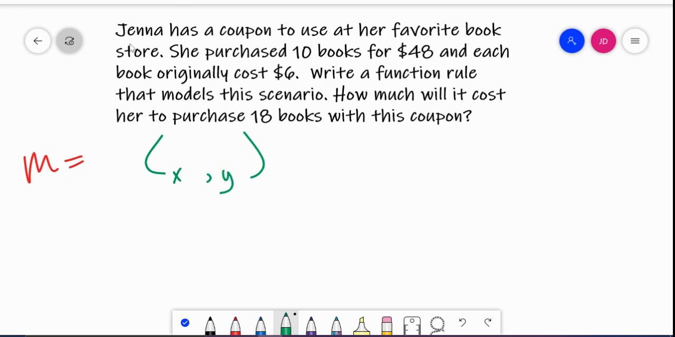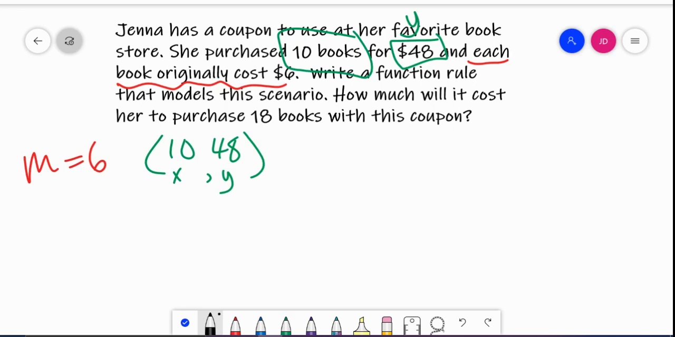So my m, I'm looking for my keywords per or each. Okay, it looks like each book originally cost $6. Each book originally cost $6. So that is my rate. That is my slope m. Okay. She purchased 10 books for $48. So the total amount, right? The end amount, $48 for 10 books. So 48 is my end amount. That's going to be my y. And the 10 books, those are my units. That's going to be my x.